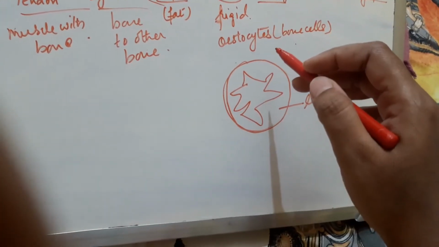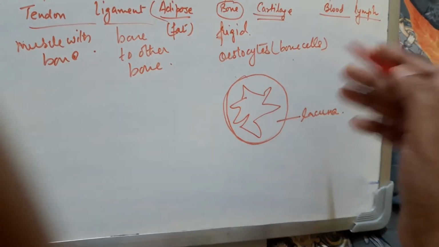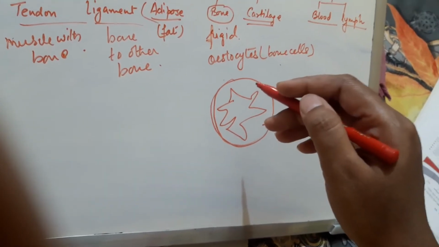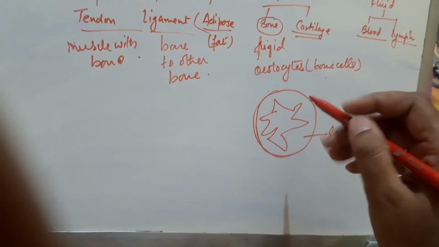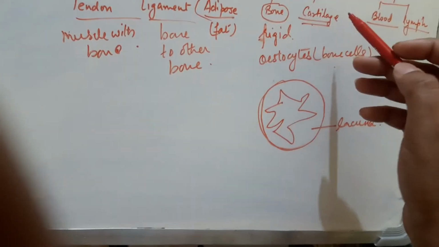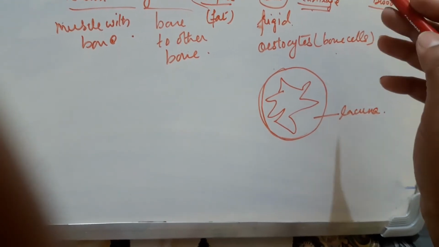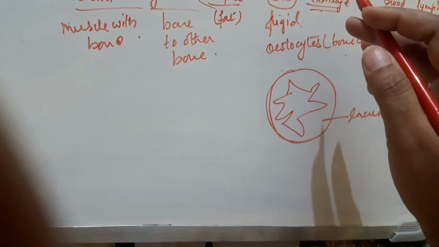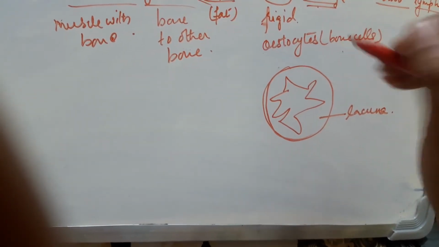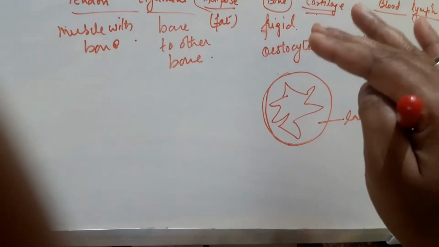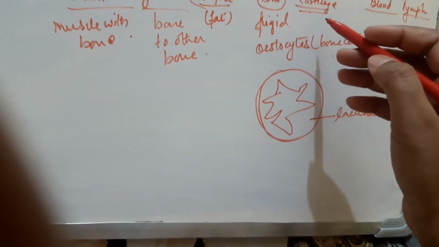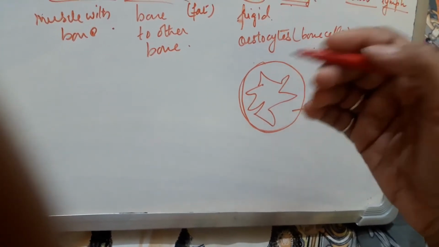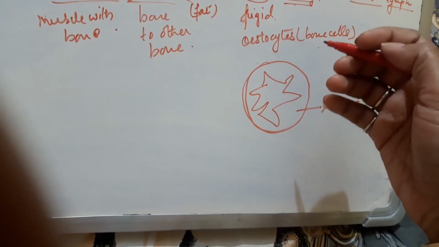Then comes cartilage. Bones are very rigid, but there are parts which need to be flexible and should not break very easily. Those parts are made up of cartilage, like your nasal septum, the part in between the two nostrils. Your ear is made up of cartilage. Apart from this, between every two vertebrae we have a layer of cartilage so that they can be protected from shock and injury. Cartilage also acts as a shock absorber.